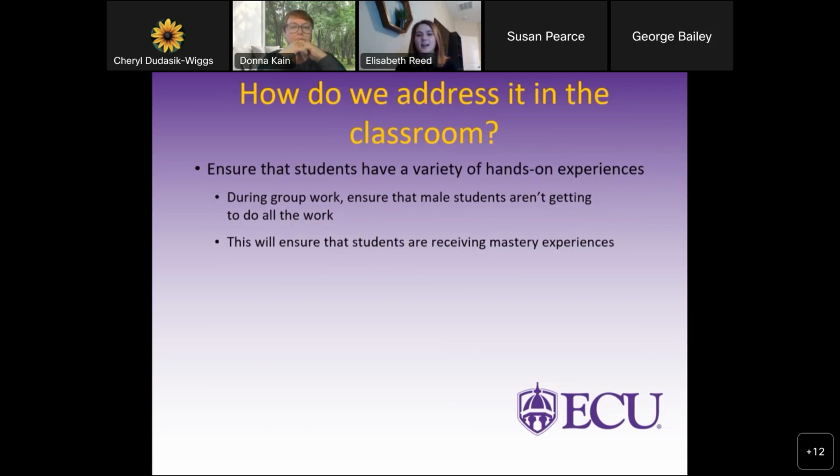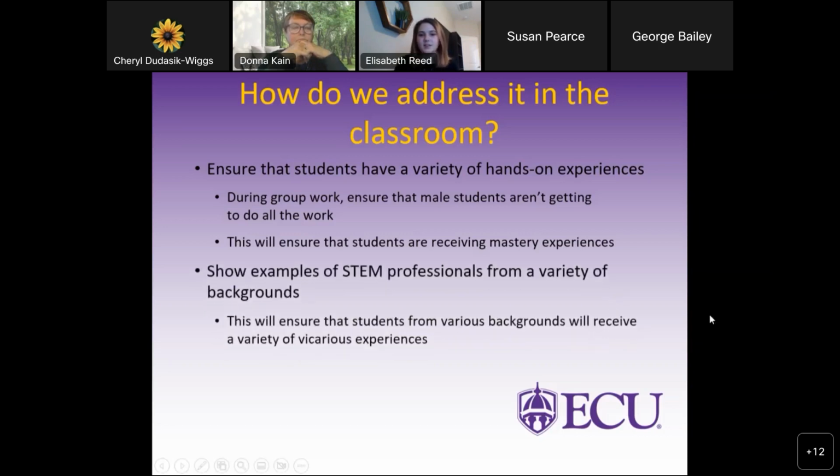And this can kind of be enacted by going around to different groups and saying, oh, like, what's everyone's role in this project right now? Like, what's everyone doing? And then show examples of STEM professionals from a variety of backgrounds. And this extends beyond gender as well. And this is going to ensure that students from various backgrounds are going to receive kind of confirmation that STEM environments aren't only meant for one identity.